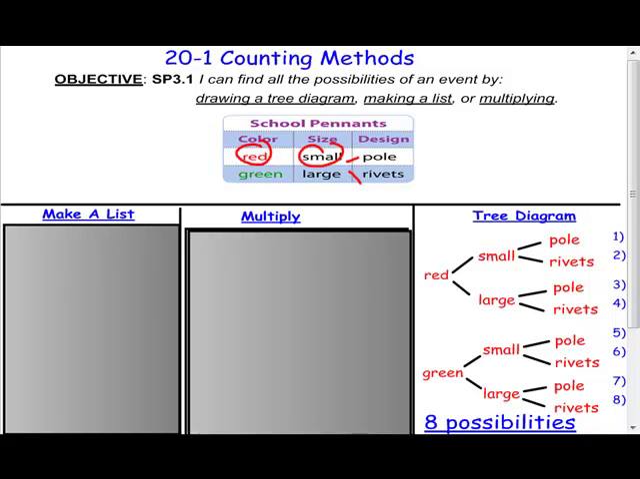So the way to find out how many are in your tree diagram is you count the numbers in the final column. You wouldn't count all of these choices. You would say 1, 2, 3, 4, 5, 6, 7, 8. So it makes sense. Our answer is 8, just like the other two methods. So when you make your tree diagram, give yourself some space so that you can work it, and then you count the final column of the tree diagram.